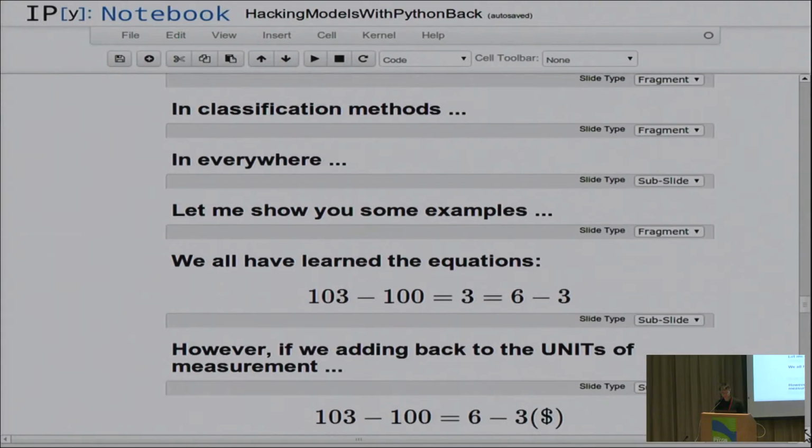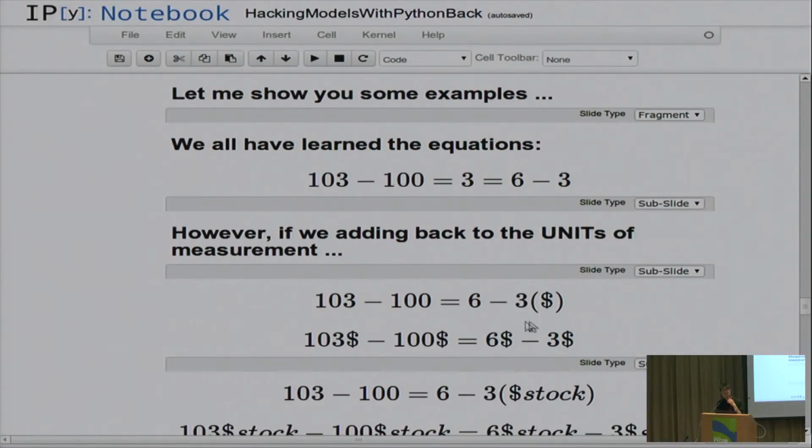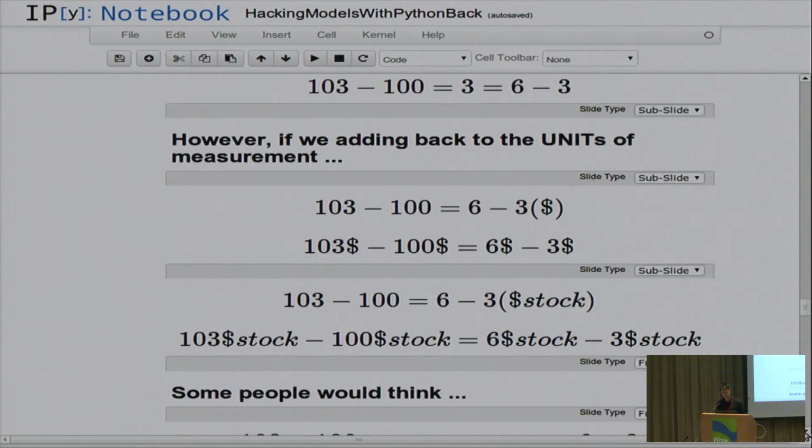a decent structure, something like this. We all learned the equation in elementary school. We know that 103 minus 100 equals 3, and 6 minus 3 equals 3 also. So let me try adding back the units of measurement. Let us add dollars, and we will see, that's fine. $103 minus $100 equals $6 minus $3.